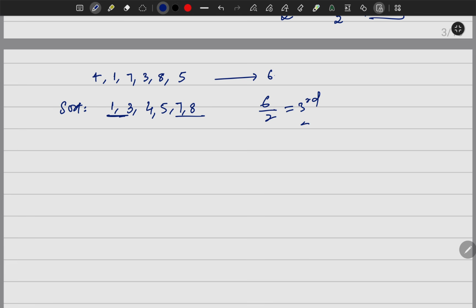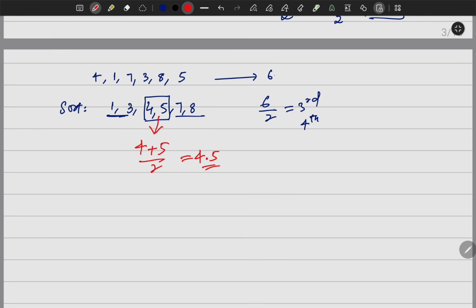Another example: if you have the data 4, 1, 7, 3, 8, 5, the observations are 6, and you have to find the median. As I told you, you have to sort it. When you sort it, you write 1, 3, 4, 5, 7 and 8. Now this is in ascending order. We have 6 observations, so 6 divided by 2 is the third, and we need the fourth one as well. So the median is 4 plus 5 divided by 2, that is 4.5.